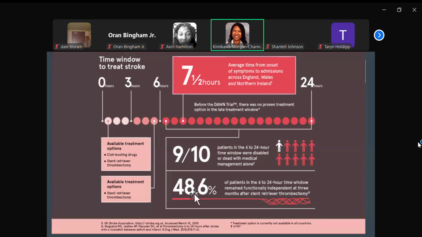So then if you are not any of these and you are between 3 and 24 hours, this is a new thing that's come up in the last 3 years. We have what we call stent retriever thrombectomy, which is mechanical thrombectomy. They pass a guide wire, and this goes straight into the clot, embeds itself in the clot, and then you can pull the clot right out of that vessel and restore flow.